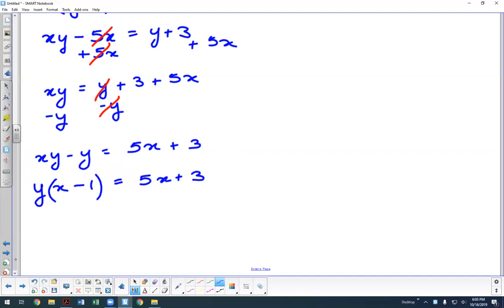Now to get y by itself, you divide both sides by the parentheses, which will be x minus 1. Alrighty, very good.